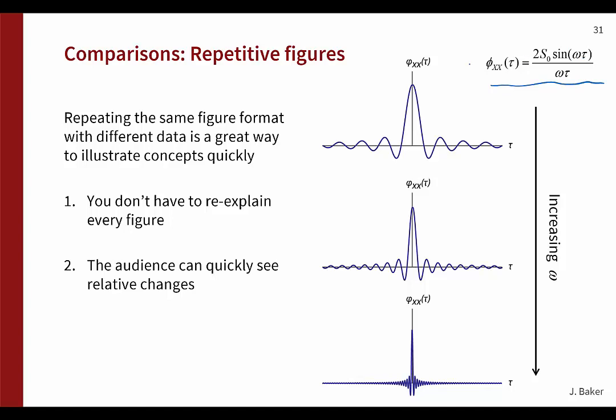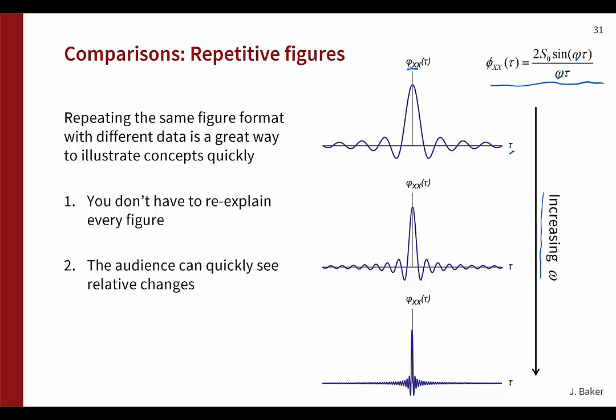If I want to plot this function, I could plot this phi function versus tau. And then I could have 3 separate plots and just label it and say this is increasing omega, right? Where that's some variable in the formula. I could say, okay, well, as omega increases, here's what that function looks like. And I really like these repeated figures for a couple of reasons. One is that you don't have to re-explain the figures.